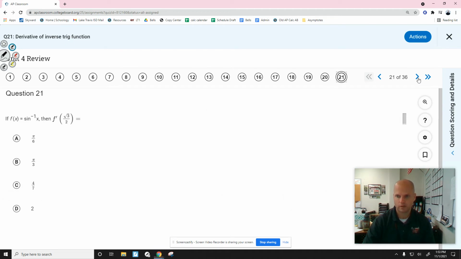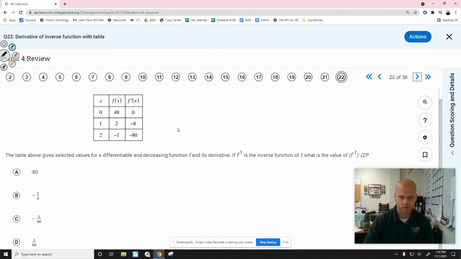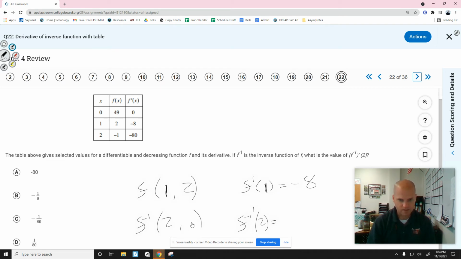Can we do some function analysis or some others? All right, maybe more inverses. What is f inverse prime of 2? All right, well, f inverse has got 2 something. To find f inverse prime of 2, you need the derivative of f when its y-coordinate is 2. Its y-coordinate is 2 when its x-coordinate is 1. F prime of 1, I'm told, is -8. So that means f inverse prime at 2 is -1/8.